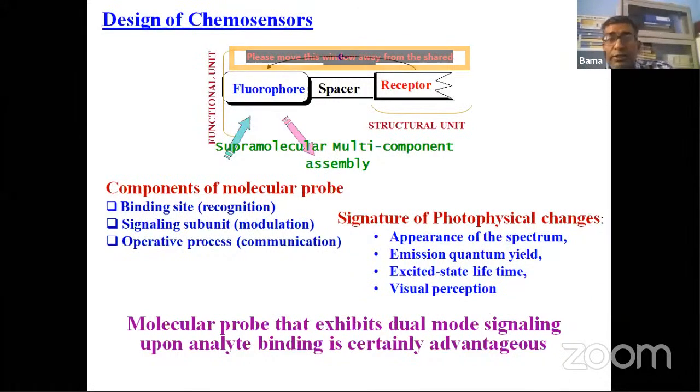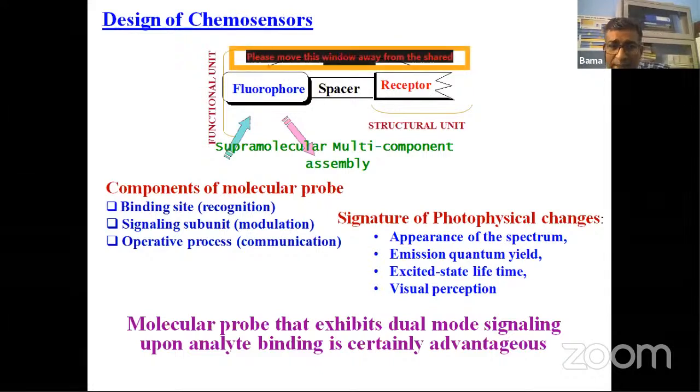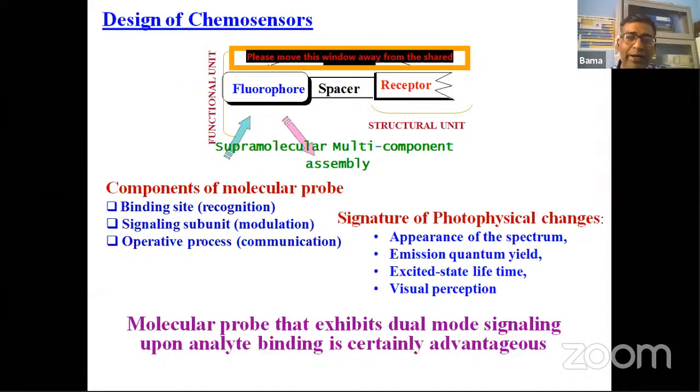And the signal we can have in the form of appearance of the spectrum, emission quantum yield, excited state lifetime, and of course there is a color change, which is easier in any respect. So if a molecular system exhibits both the color change as well as the change in the emission, then that is definitely advantageous in analyte detection.